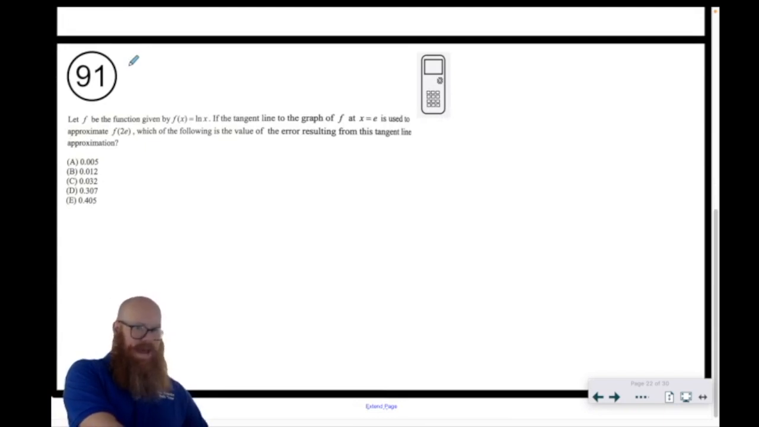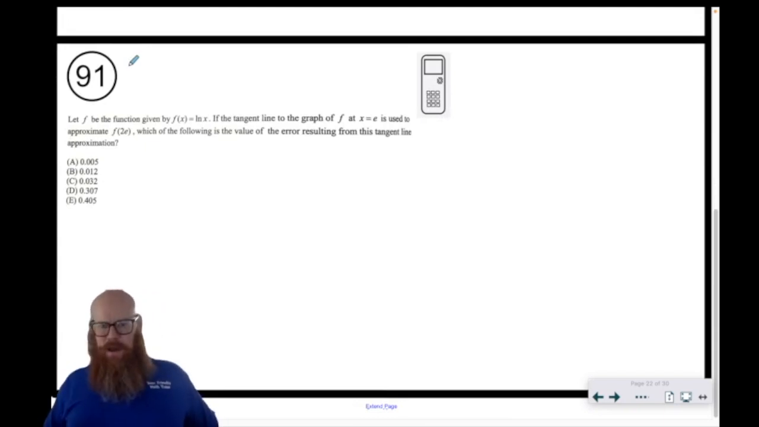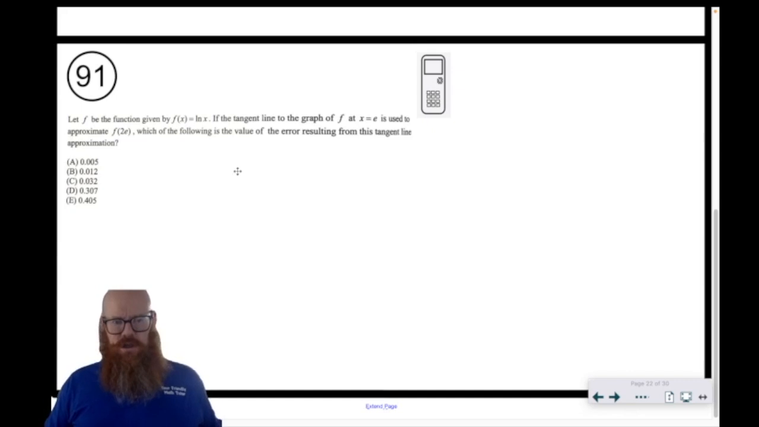Okay, we are getting there. We are on number 91 on the MCQ part 2 here, calculator section. So we got a function, the tangent line at x equals e is used to approximate f of 2e, which is the following value of the error resulting from the tangent line approximation. All right, so first, we could find f of 2e.